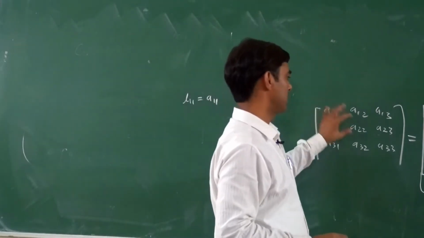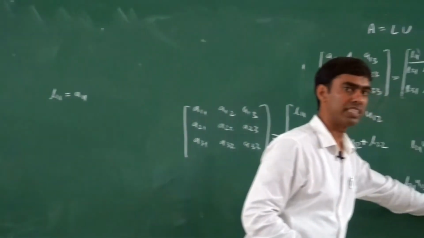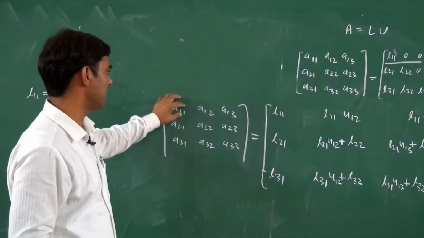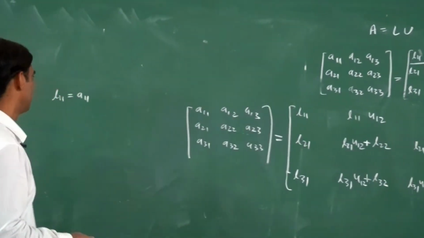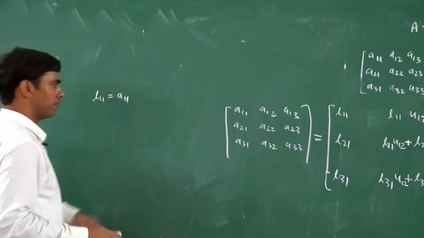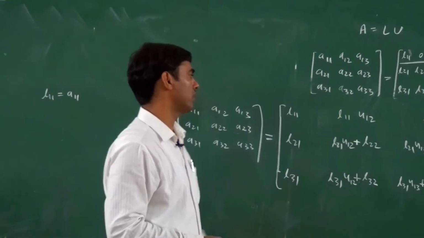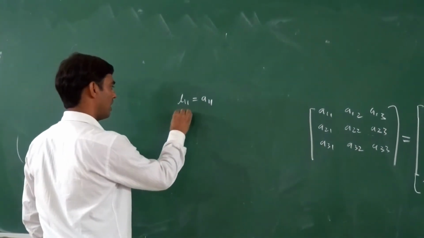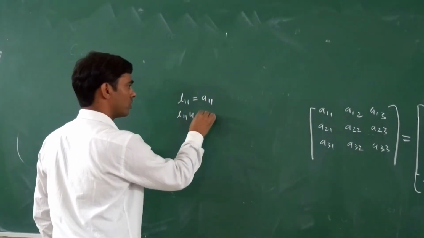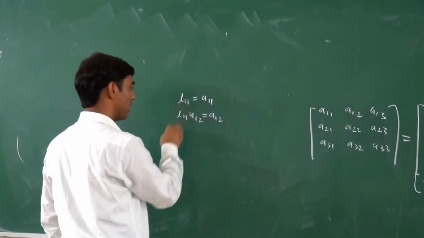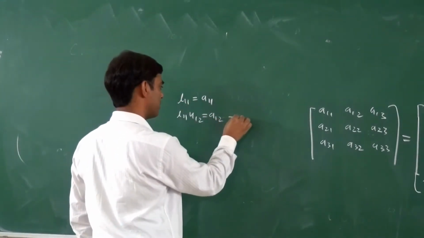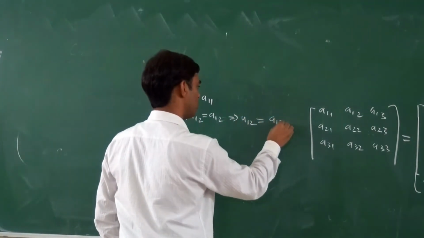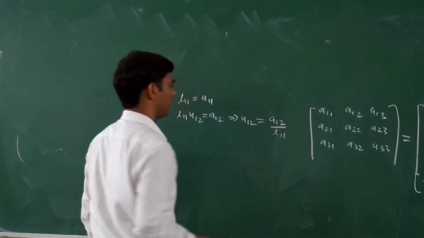We compare, this one is a 3 cross 3 matrix and this one is also a 3 cross 3 matrix. So element by element, if we compare, then A11 is L11. And similarly, if we compare the second element A12 with L11 U12, then L11 U12 equals A12, and we already have the value of L11. This implies that U12 is A12 divided by L11.